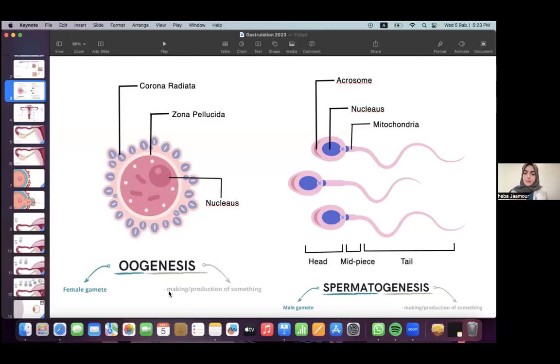Clear? Right. What about the other side of things? Same thing. Spermato refers to a male gamete, and genesis is the making or the production of something. So again, you put it together and spermatogenesis is the making of a sperm or a male gamete. Okay. Now, where is the setting of our story?